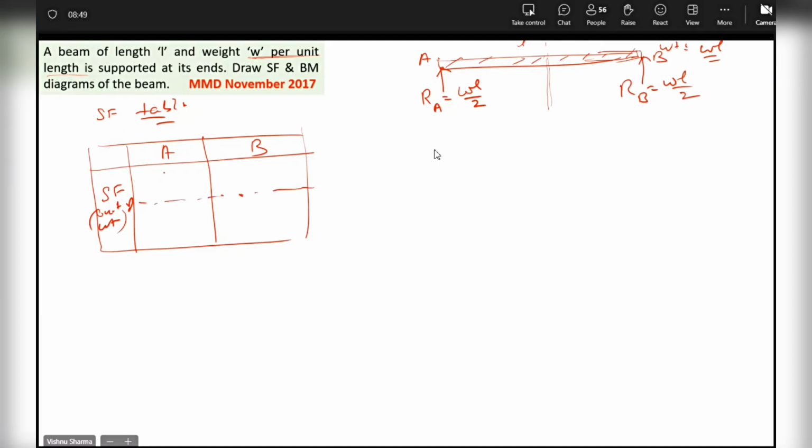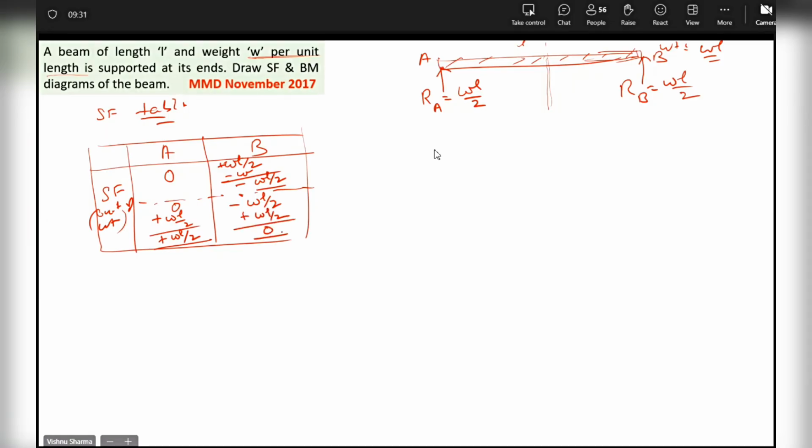What is to the left of A? 0. I carry forward 0. What is the change to the right of A? Plus WL by 2. So what is the shearing force? Plus WL by 2. I carry forward plus WL by 2 further. From A to B, what is the change? The weight of the beam comes into picture. So minus W, it makes it minus WL by 2. I carry forward minus WL by 2 from left of B to right of B, plus WL by 2 comes into picture, makes it 0.